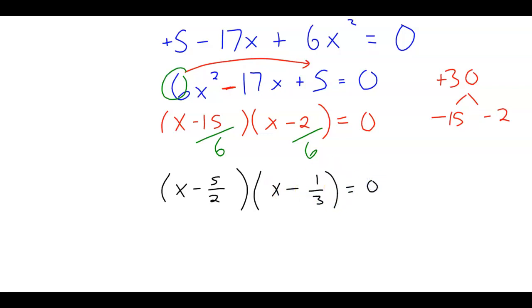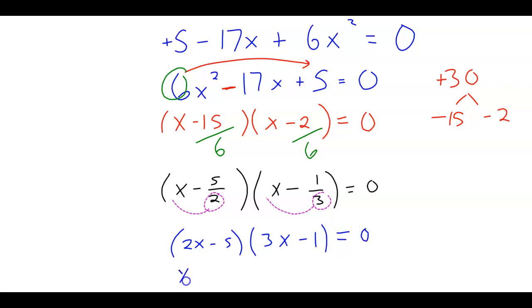And now, remember, bottoms up, you take the bottom to the front of its factor. So we end up with 2x minus 5 and 3x minus 1. If I set each of these factors equal to 0 and solve, I would get positive 5/2 as one answer and positive 1/3 as the other answer.